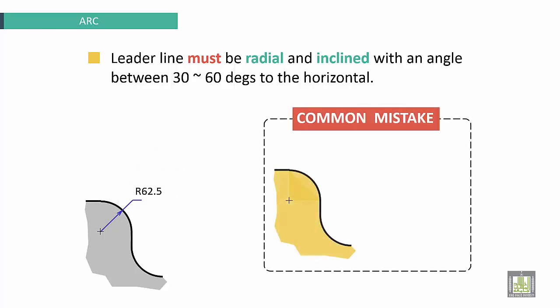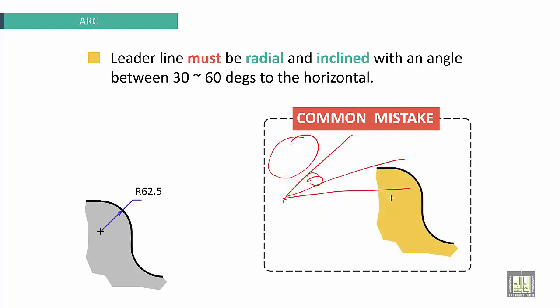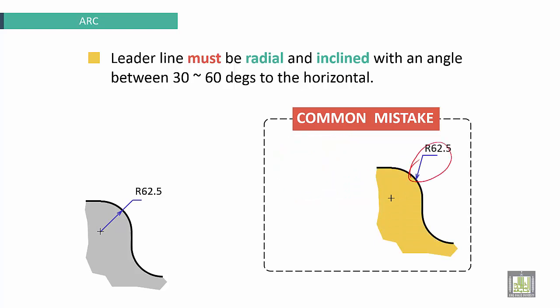Common mistakes. The leader line is outside 30 and 60 degrees. This one should be extended outside. That one is outside 60 and 30 degrees. Here we have an example too. This is inclined but outside 60 degrees. This is also wrong.